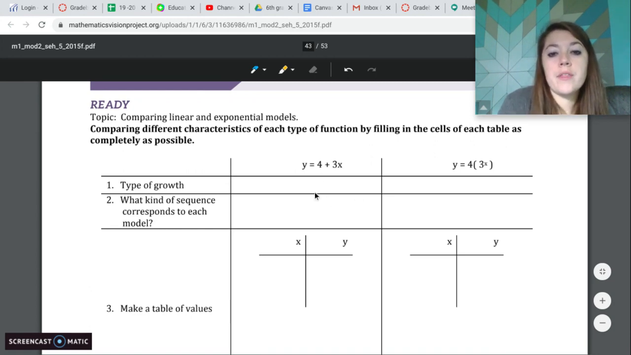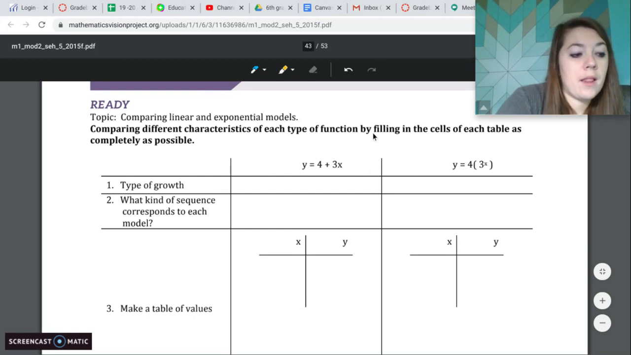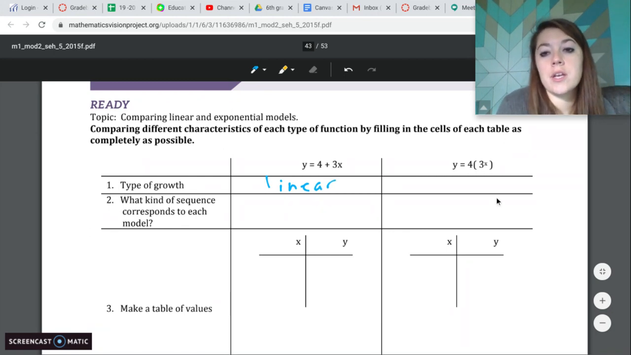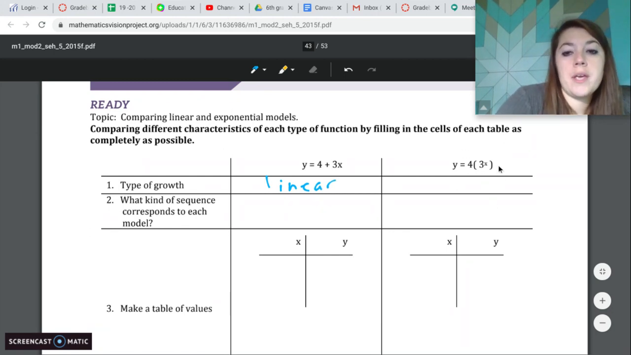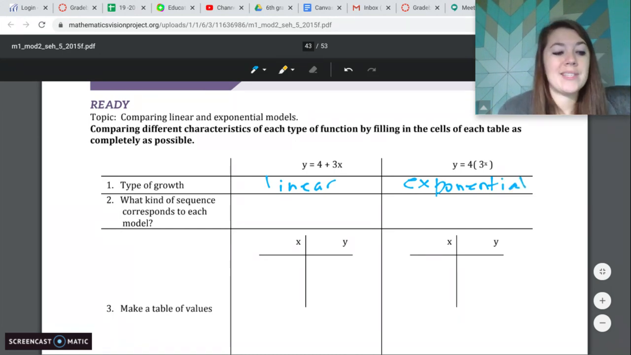So for this first one, the type of growth that this is, linear. This is a linear growth because that is a linear equation. So this one over here would be exponential. One way to think about it is you have an exponent and your x is in the exponent, so it's exponential. For number 2, what type of sequence corresponds to each model?